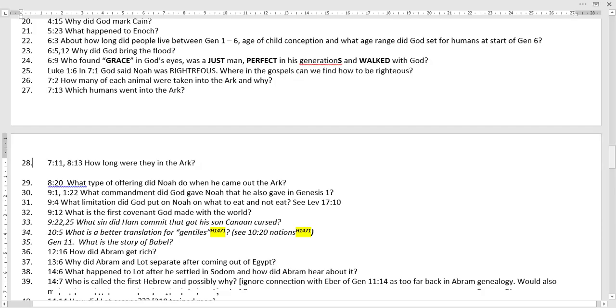So note, he was 600 years old, in the 2nd month, the 17th day of the month. He went in at 600, a month or so. And he came out in chapter 8, verse 13. And that says, and it came to pass in the 601st year, in the 1st month, the 1st day of the month, the waters were dried up, and basically that's when he came out.